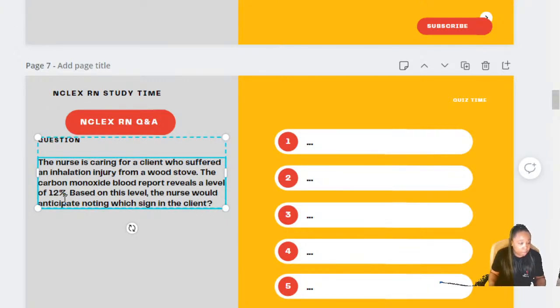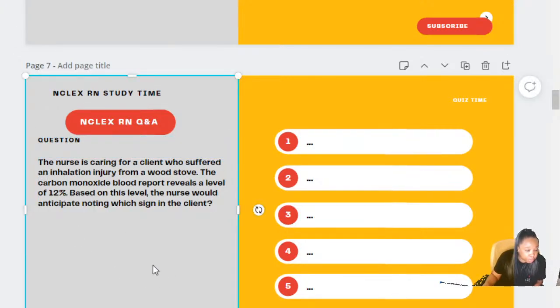The nurse is caring for a client who suffered an inhalation injury from a wood stove. The carbon monoxide blood report revealed a level of 12%. Based on this level, the nurse would anticipate nothing with sign in the client.